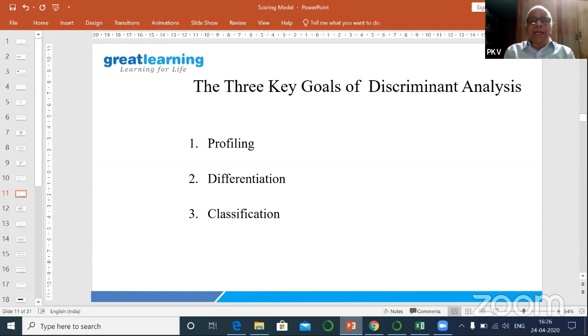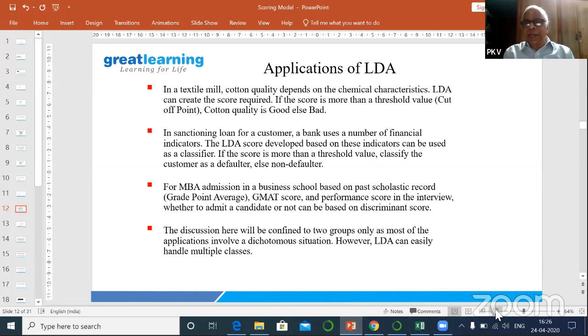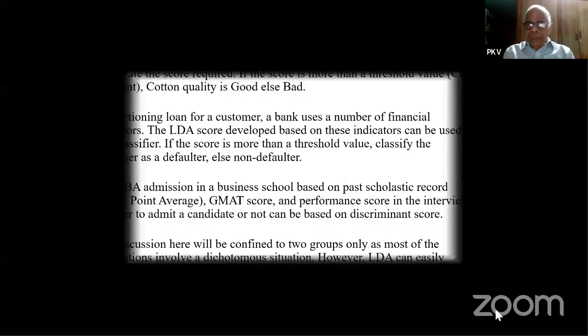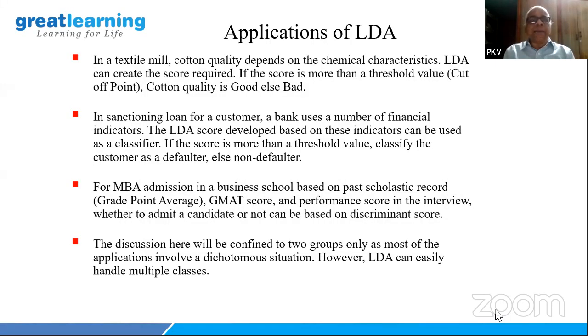Where do you apply it? I have taken my own life experience, and a few of them I'm highlighting here, the applications of discriminant analysis. Why do you say discriminant is very, very important? So let me project it in a big way. In a textile mill, the quality of the cotton depends on its chemical characteristics. Linear discriminant can create a score, and if the score of the sample is more than the cutoff point score, the threshold score, the cotton quality is good, else bad.